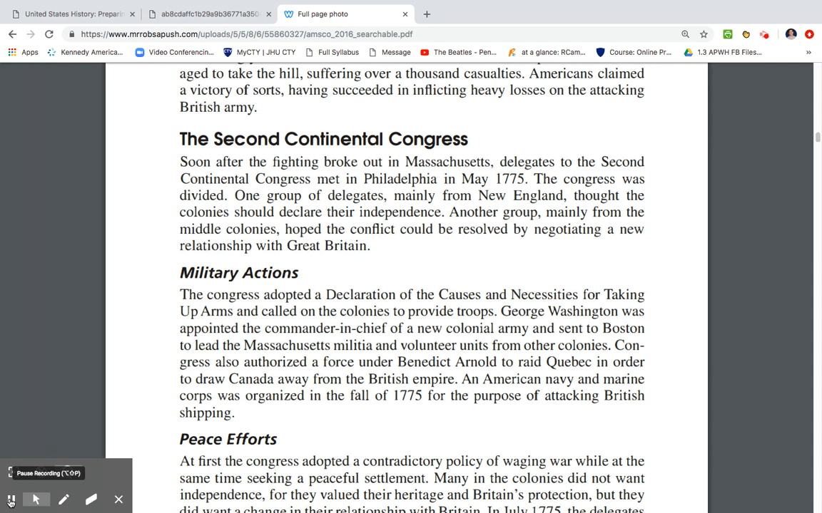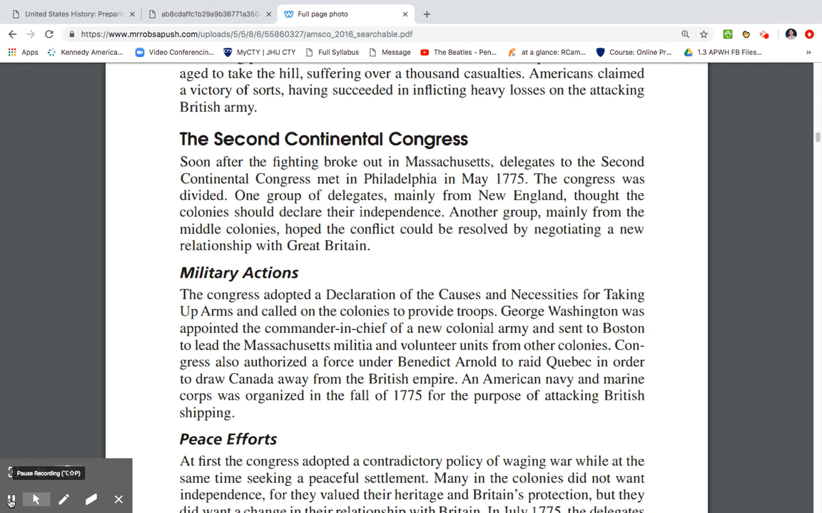So one thing you want to understand is a divide. New England is saying independence. On the other hand, you are getting the middle and southern colonies that not so much. Just let's make things better. Military actions. The Congress adopted a declaration of the causes and necessities for taking up arms, and called on the colonies to provide troops.